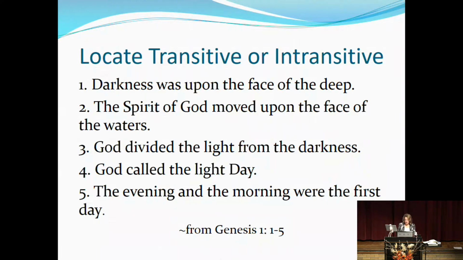Remember what I was talking to you about regarding linking verbs. Okay, what is the verb in this sentence? Were. So is this a transitive or an intransitive verb, considering the nature of the type of verb it is? Intransitive. Very good.